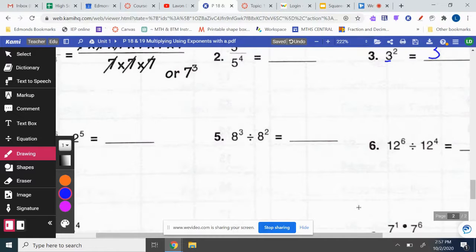Number 8, they give us the division problem written out, and that's no different than if it was a fraction, which is fine. So I have the same base, that's important. And then I go 3 minus 2, and that gives me 1.